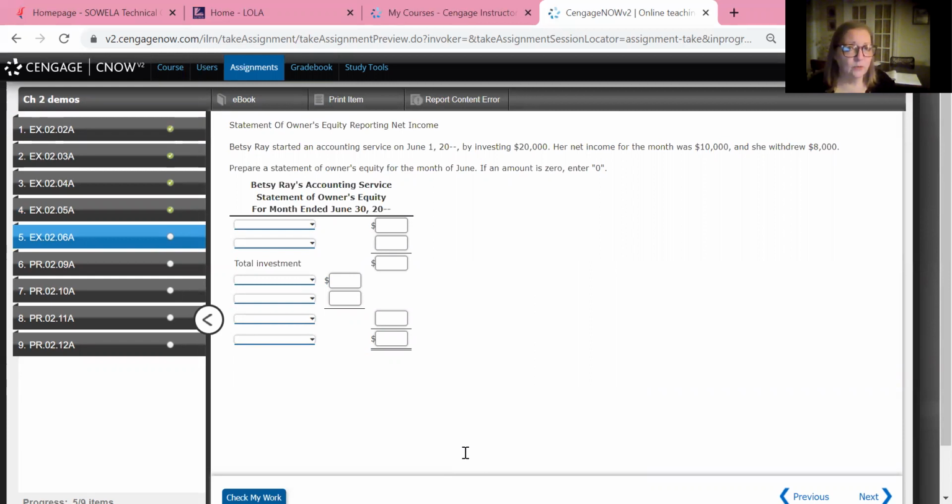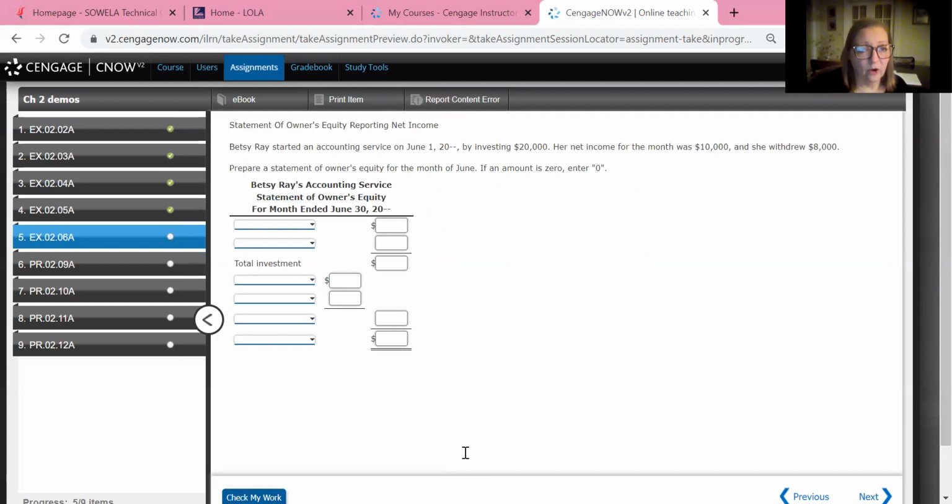So owner's equity works like this. A statement of owner's equity starts with the beginning equity account. So she just began this practice, so her beginning equity account is going to be 0. Then we're going to add whatever she invested in the company, which would be her capital contribution. And then we're also going to add the net income that she earned this period. And we're going to subtract any drawings that she made.